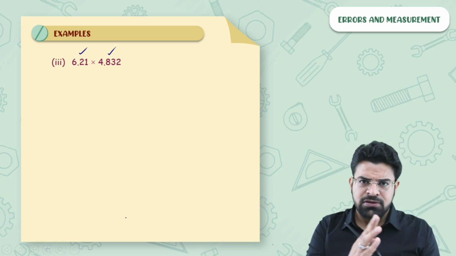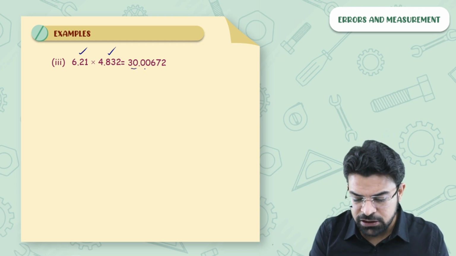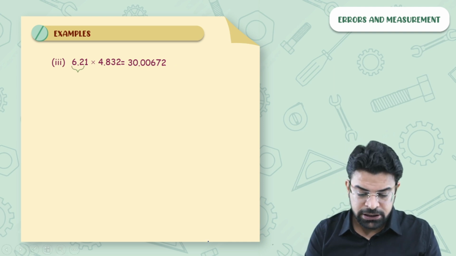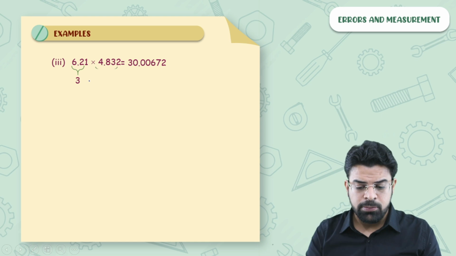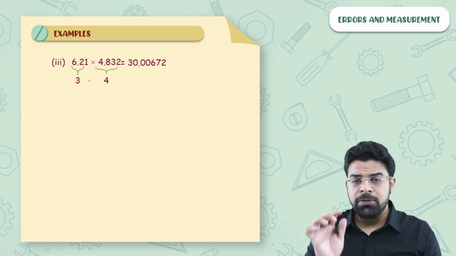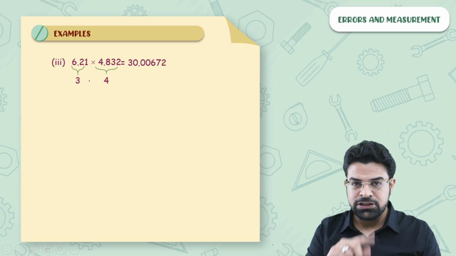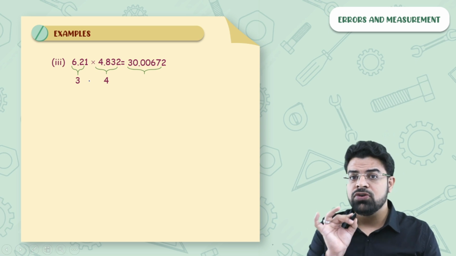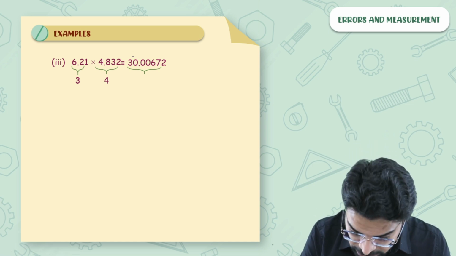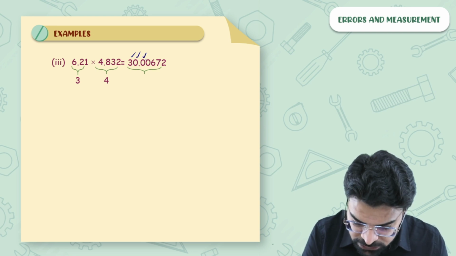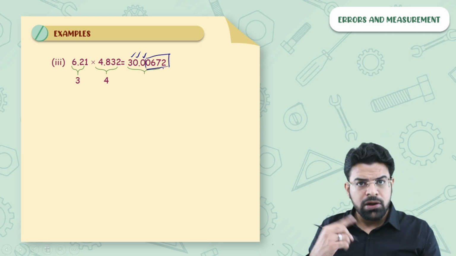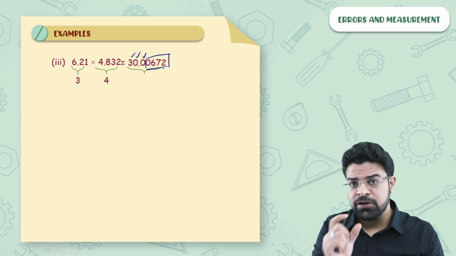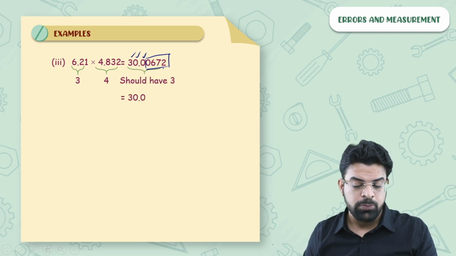So next example. If you have 6.21 times 4.832, what will you finally get? First let's do the basic maths. Let's say we calculated 30.00672. The first number has 3 significant figures. The second number has 4 significant figures. How many significant figures should be present in the answer? The least of them, that is 3. So keep 3, you have to keep the 3, 0 and 0, and drop out the remaining part so that you have 3 significant figures after rounding off. So what we get is 30.0.